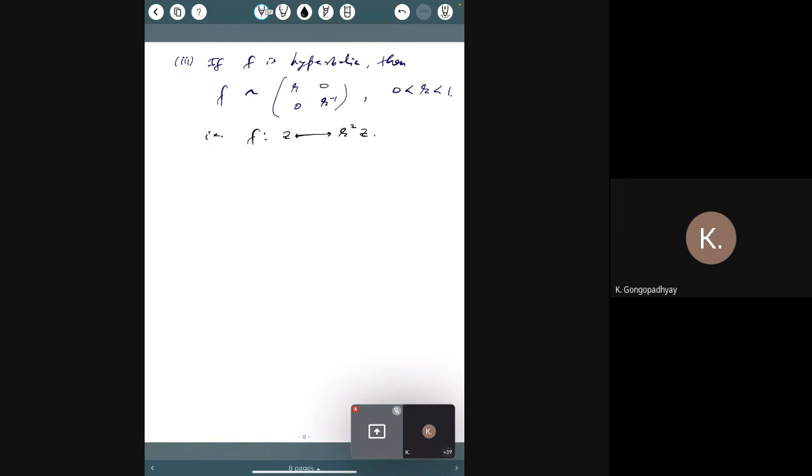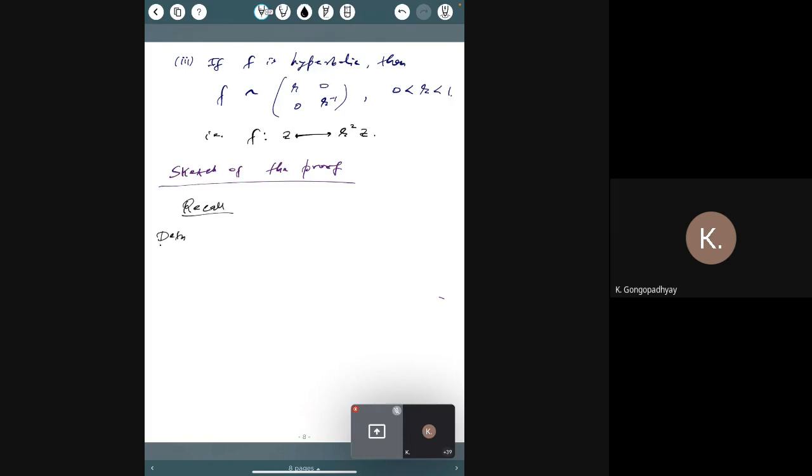Okay, so let me try to sketch the proof of this result. To sketch the proof, maybe I first prove a lemma. Before that, recall a definition.